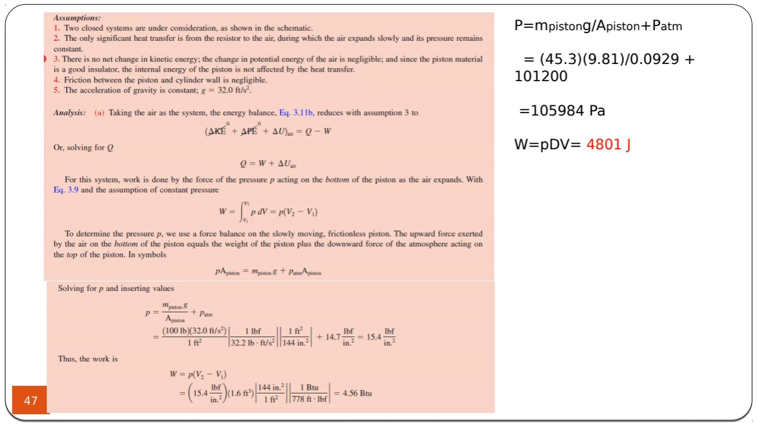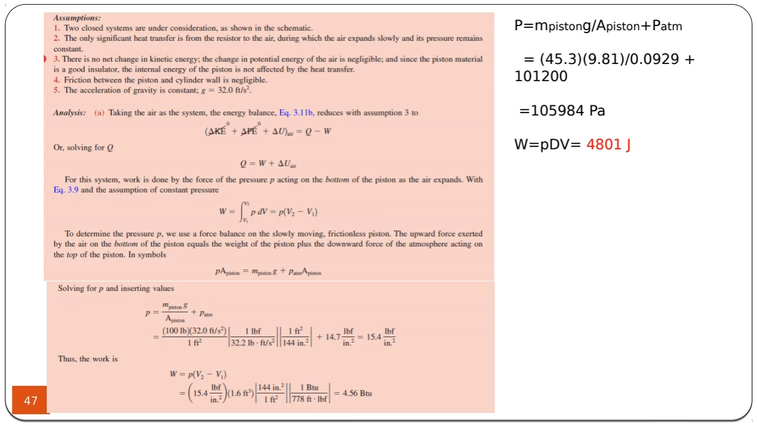And P times A piston, which is the piston force, is the piston weight plus the gas force. So we have two parts of the force on this piston. It's partly because of the piston weight and the gas pressure. So at the end of the motion, we can calculate the final pressure. So the pressure is the piston force plus atmospheric pressure. It's 105 kilopascals. And from here, if you put it in here, you can find the Q.